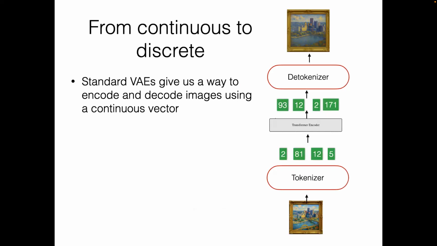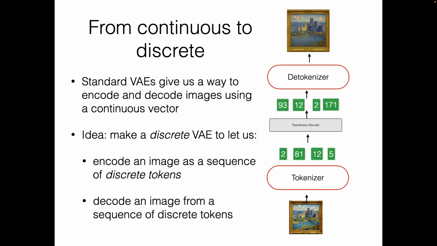So these standard VAEs give us a way to encode and decode images using the continuous vector. But if we could represent things as discrete, then we basically have this kind of tokenizer and detokenizer, right? So you could apply the VAE encoder to tokenize an image. And then similarly, if you produce some of these VAE tokens, then you could run the decoder to turn it into an image. That's the basic idea.